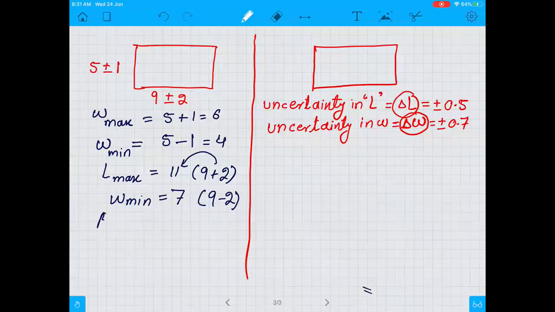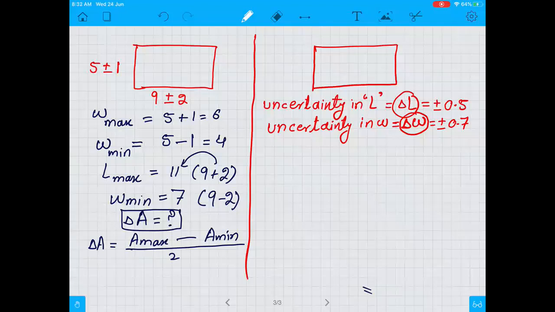Now we are able to calculate, let's suppose the question is: calculate uncertainty in area. By the principle that we have understood today, the uncertainty in area would be maximum area minus minimum area, whole over 2. And in this question, we can apply this formula because the maximum value of area and minimum value of area both are available.